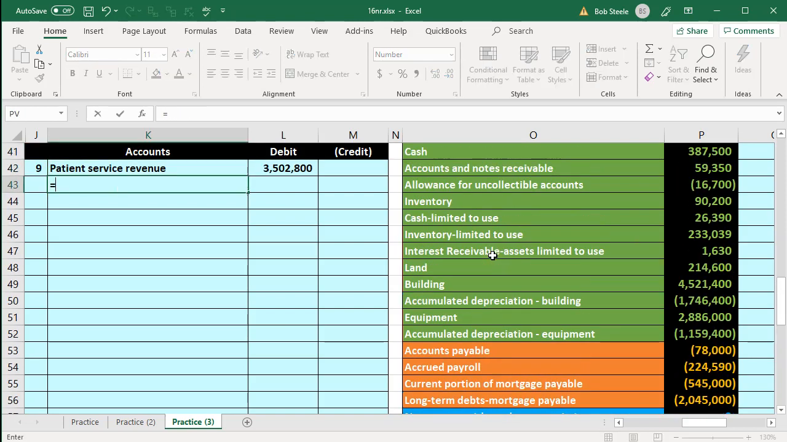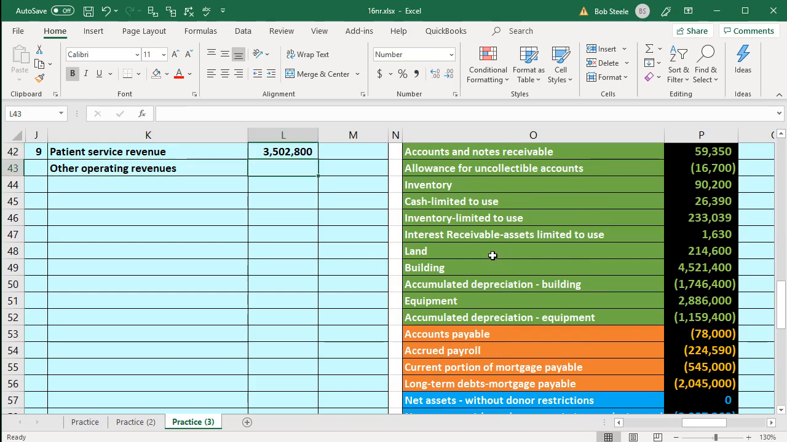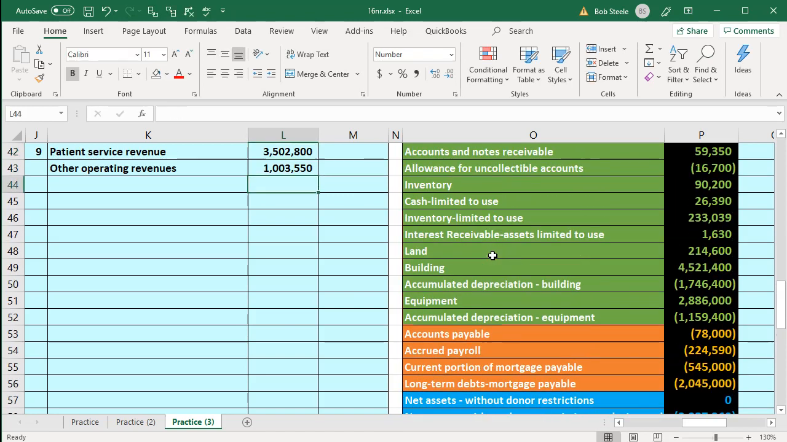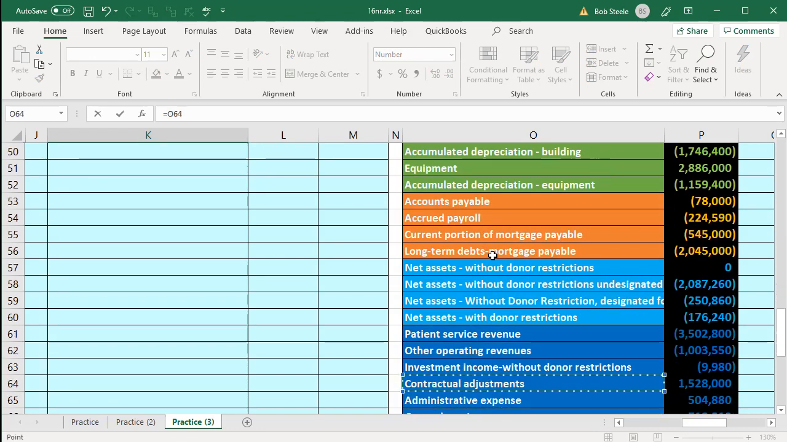Next, we're going to pick up the next account in the trial balance, and that'll be the other operating revenues. We're going to be on the debit side. We are in cell L43. Going to flip the sign by saying negative of. Scrolling back down, we're going to pick up the other operating revenues. And then we're just going to keep going straight down the list here. You could use the autofill. I'm going to do it one by one just so we get an example of the whole process.